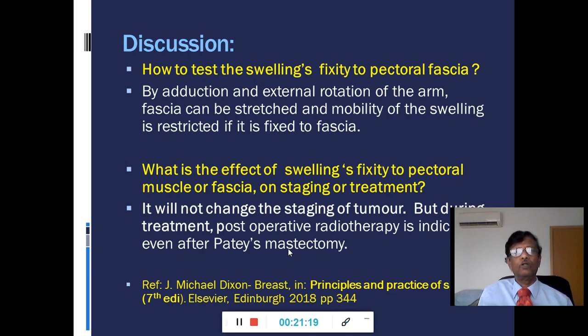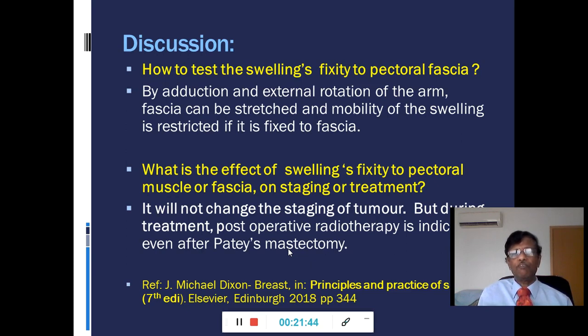Right. How to test the swelling's fixity to pectoral fascia? By adduction and external rotation of the arm. By adduction and external rotation of the arm, fascia can be stretched. The mobility of the swelling is restricted if it is fixed to the fascia.